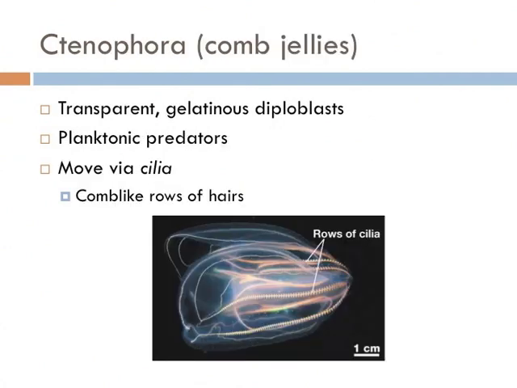The Ctenophora are a lesser-known group of organisms, which are also radially symmetrical diploblasts. And they're transparent and gelatinous like jellyfish, but they're not jellyfish. They eat plankton and are able to move by cilia, which is a comb-like row of hairs along the outer edge of its body.